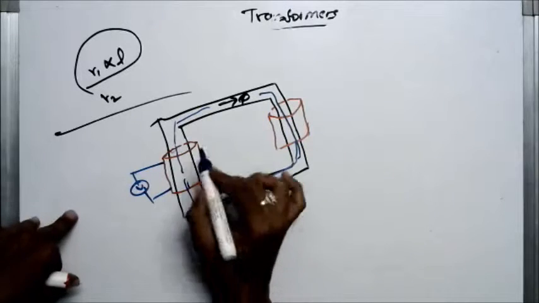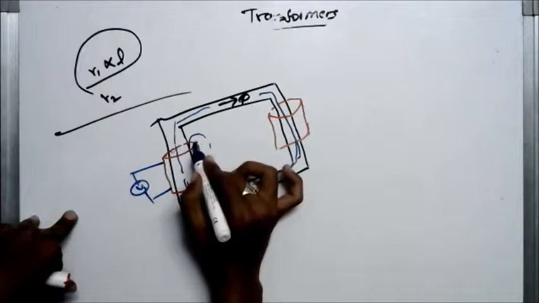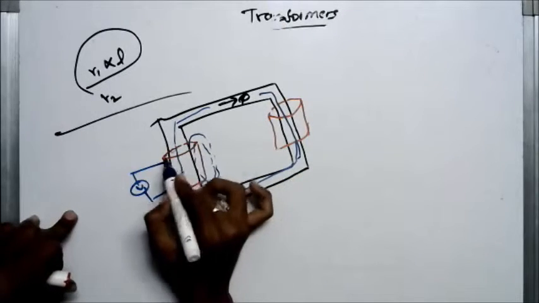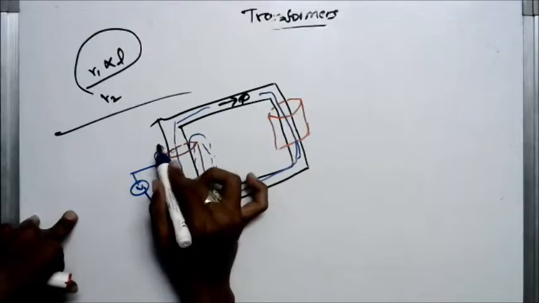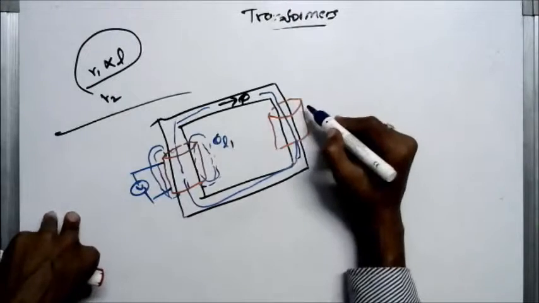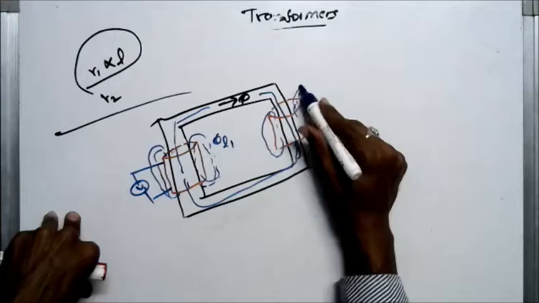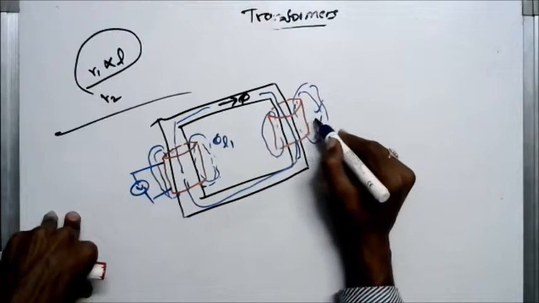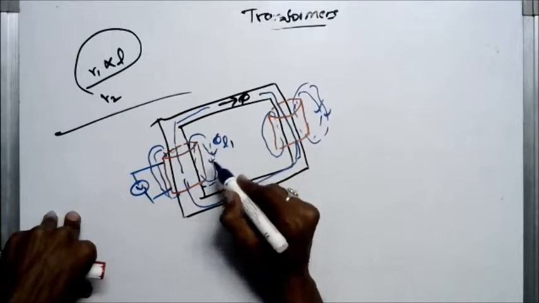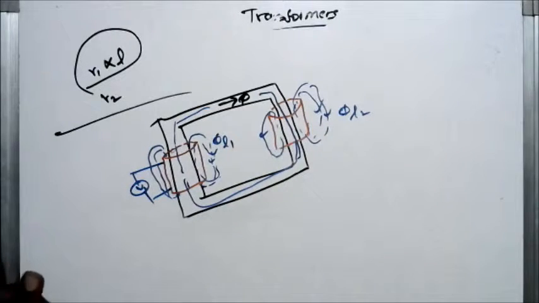Some part of the flux doesn't link to the secondary winding, meaning it links only the primary winding. This is called phi L1. Of course, there is a leakage flux at the secondary also. So this is phi L2. So coming to this modeling, we have to model this leakage flux to analyze the transformer.